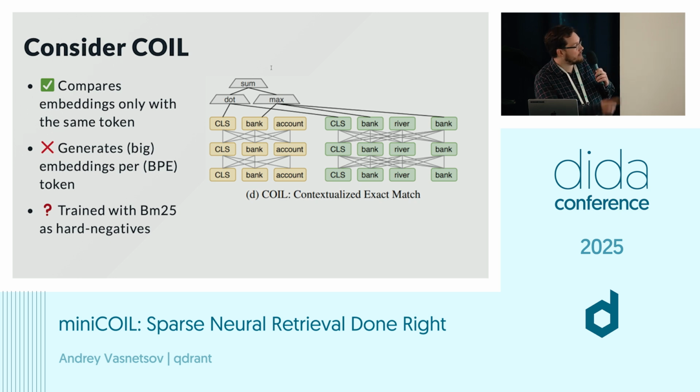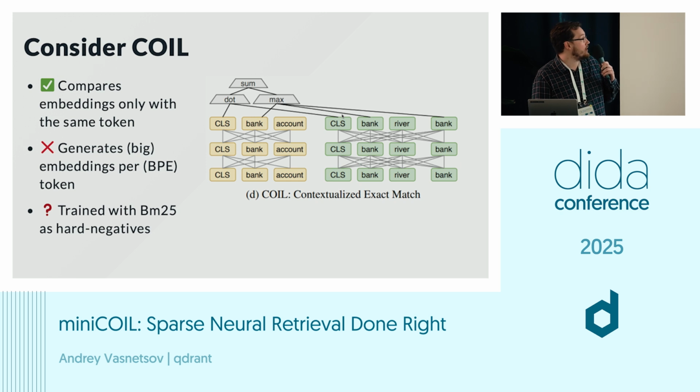Right? So this is a diagram from the paper. It might not be obvious, but the interesting part here is that when we compare, we only take into account the words with the same token. So we do not compare bank to river. We only compare bank to bank, right? And this is the whole idea of this article.